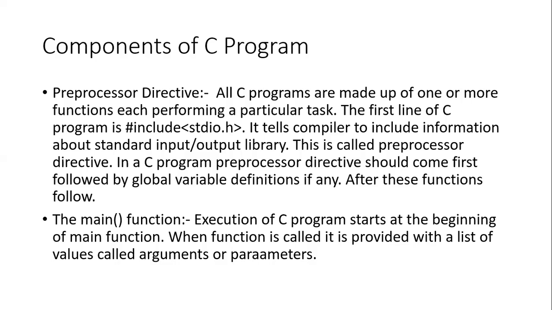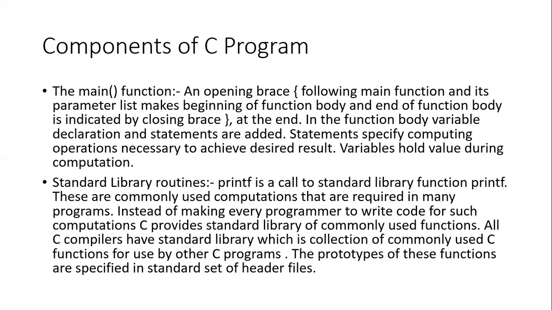Next is the main function. Execution of a C program starts at the beginning of the main function. When a function is called, it is provided with a list of arguments or parameters. And what is a function? Whenever it is called, it passes a list of values and arguments. After the function name, we have parentheses, that is, round brackets open and close, and there can be arguments present inside those parentheses, but it is not compulsory that arguments will be present every time.